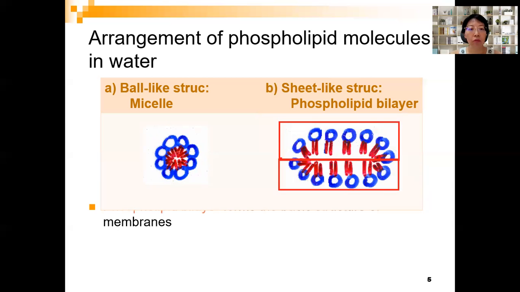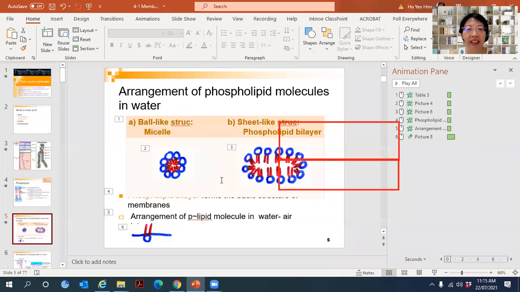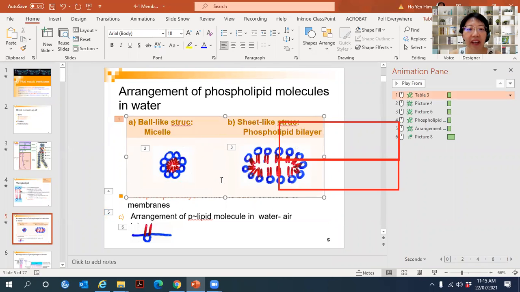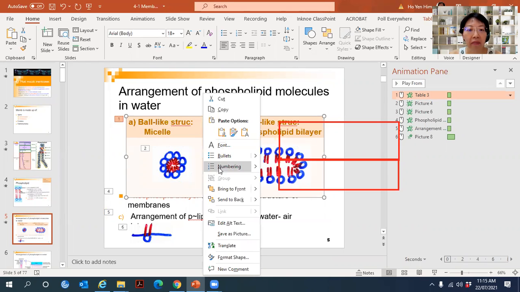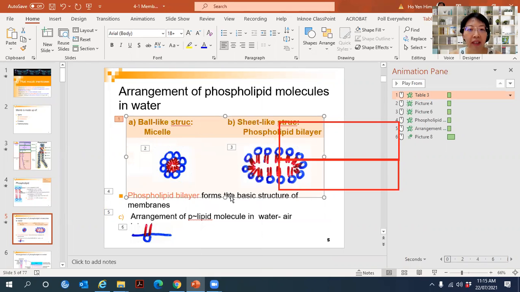Then, oh no, you cannot see the words, can you? Okay, there's some error, some setting I need to modify. Bring to the back so you can see. Okay, so let's do it again.